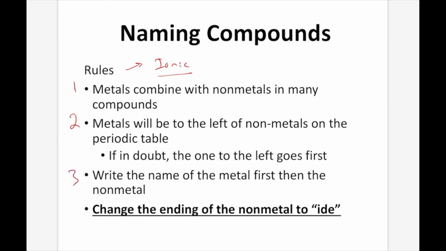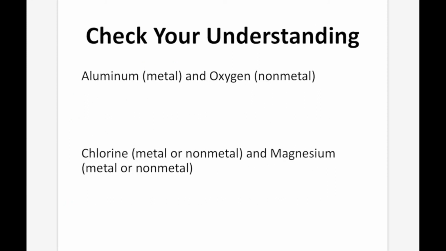Number 3, we're going to write the name of the metal first, then the nonmetal. And number 4, we're going to change the ending of the nonmetal to "ide." That's why oxygen became oxide. Check your understanding. Aluminum, metal, with oxygen, nonmetal. And we have chlorine and magnesium. The first one is given to you.